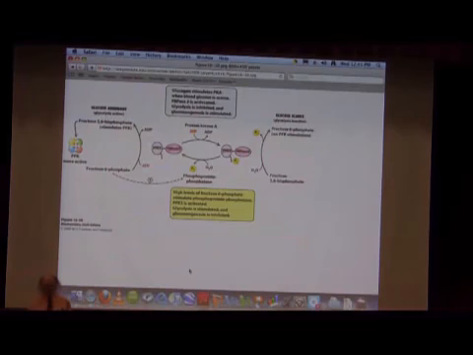Questions about that before I go? Notice it says glucagon stimulates PKA. Glucagon acts like epinephrine does.